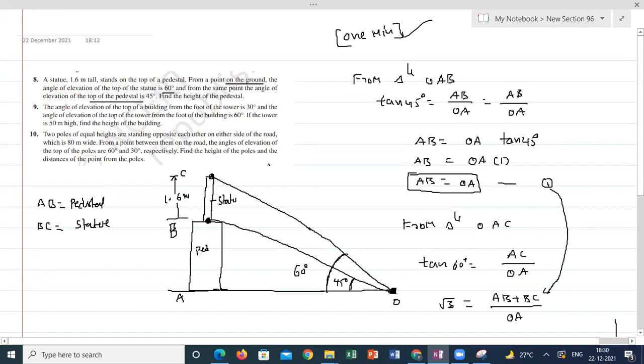So here how many triangles can you see? OAB or OAC. If I am taking triangle OAB, where AB is the pedestal, my job is to calculate the length of AB, and BC, the length of the statue, is given as 1.6 meter. This angle is 45 degrees and applying the ratio, I don't know the AB value and OA value, but I got a relation stating that AB is equal to OA with the help of this triangle. Is it clear up to the first point?